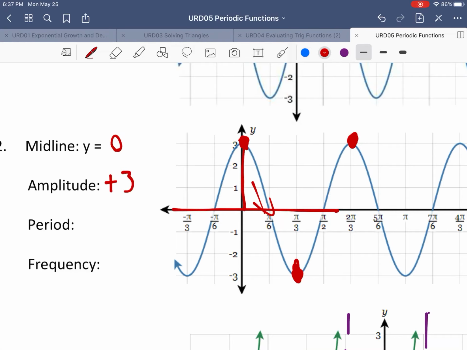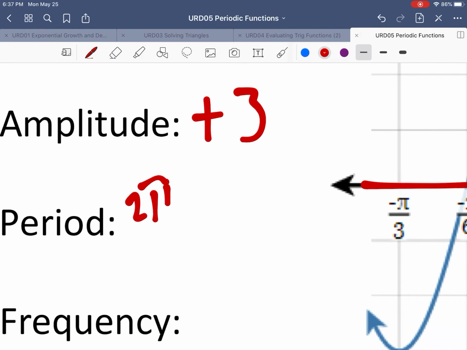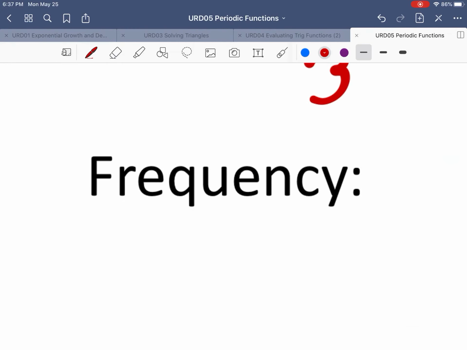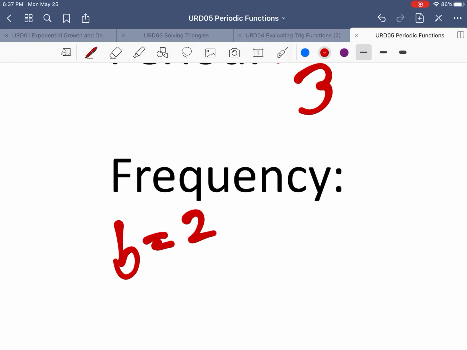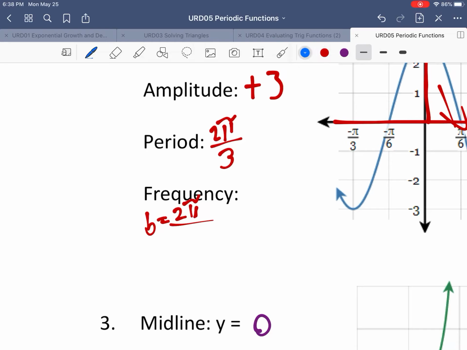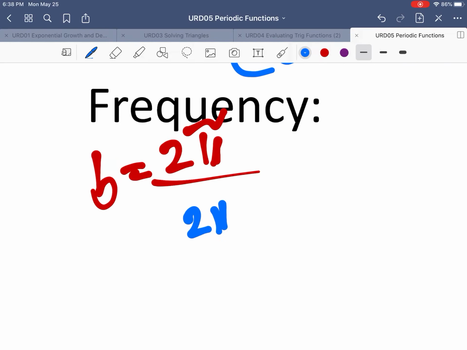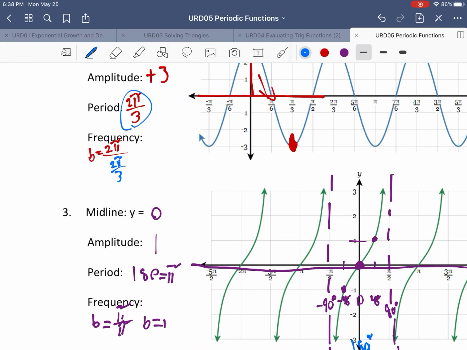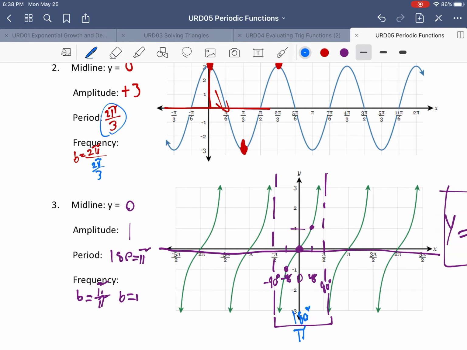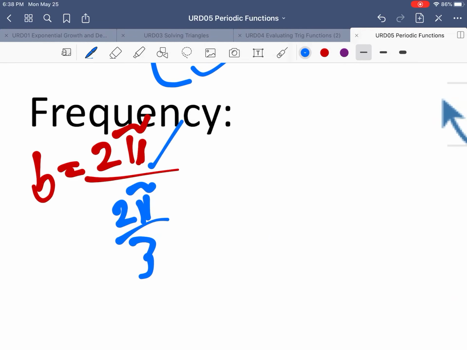The period is how long it takes to complete the full graph. So the full graph starts at the maximum, ends at the maximum. So it ends at 2 pi over 3. And the frequency, which is the b value, is going to be equal to 2 pi divided by the period. So the period is 2 pi over 3, according to the formula we have from earlier. Now again, the difference between using the formula start with pi, as we did in number 3, and using 2 pi, as we are in number 2, has to do with the tangent curve just having a different period.